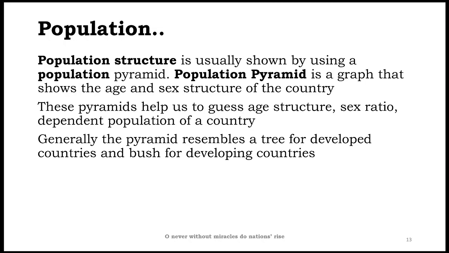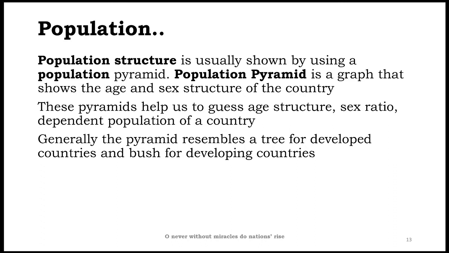Then, population structure is usually shown by using a population pyramid. Now, a pyramid is just like a graphical structure which is a two-dimensional one. On the right side, we go for males, and on the left side, we go for females. And vertically, we take ages, age groups, and horizontally, we take population in millions. And then we graph it so that we can find how many millions of people fall in a certain age group, which we call a population pyramid. The population pyramid is a graph that shows the age and the sex structure of a country. And these pyramids help us to guess age structure, sex ratio, and dependent population of a country.